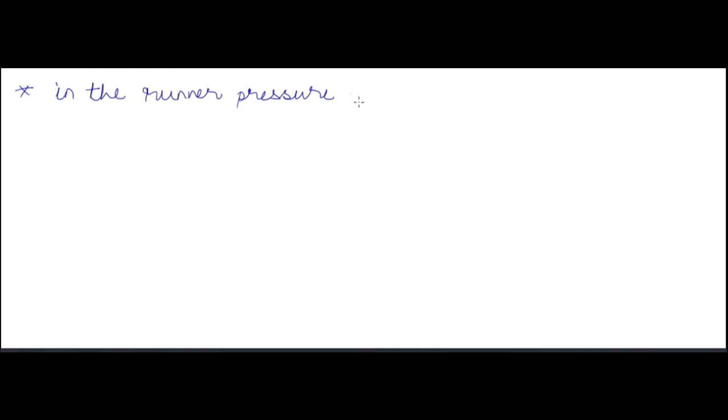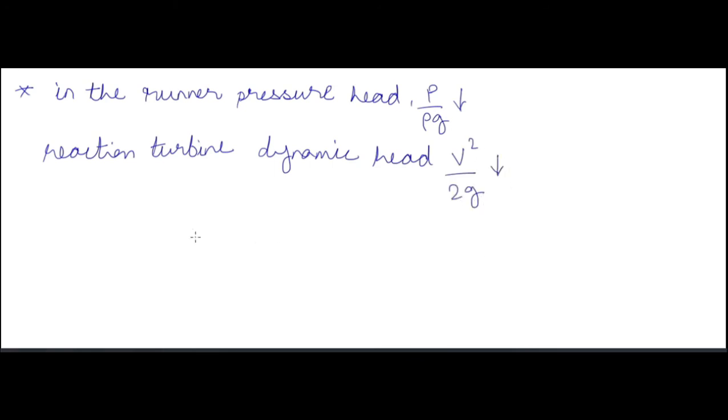In the runner, pressure head decreases and dynamic head decreases, both decrease. So total head decreases. So in the runner of the reaction turbine, both pressure head and dynamic head decrease, and that's why total head decreases.